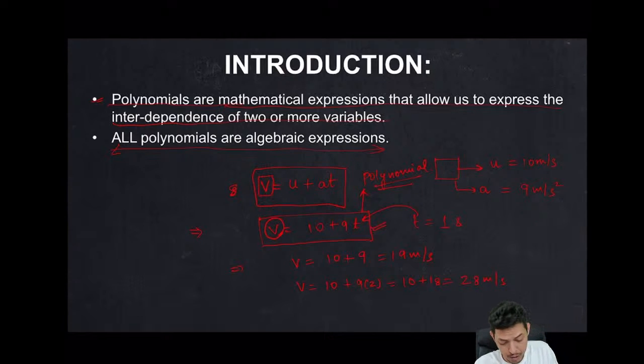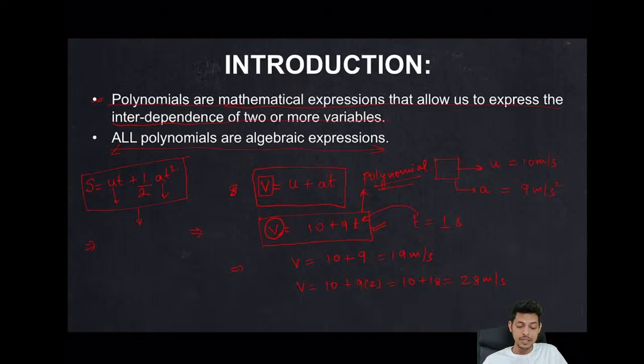Another very easy example to understand would be another equation of motion that we study, s is equal to ut plus half at square. Now this is also a polynomial, though I am not going into a lot of detail on what kind of polynomial this is. But you can understand, if I fix an initial velocity and an acceleration, then the distance that this body is going to travel will be given by this expression. And it shouldn't be a shock to know that this is also a polynomial expression.